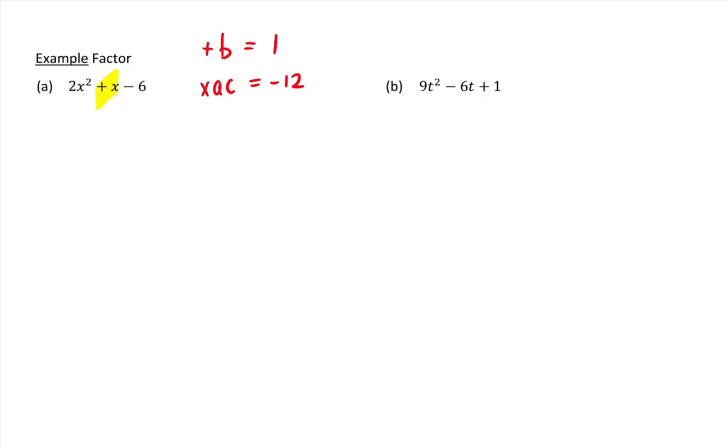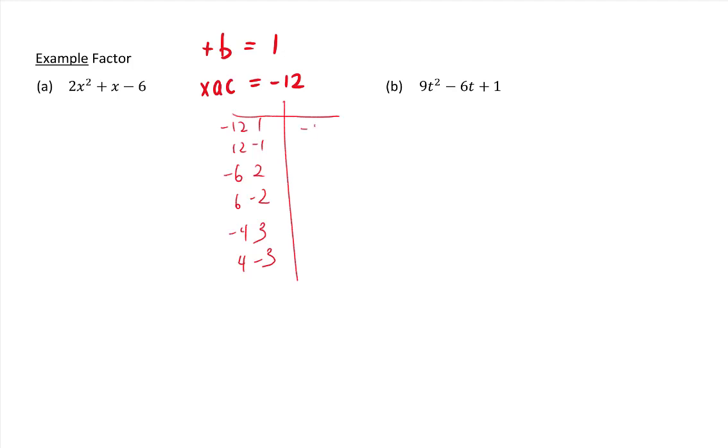So here's our b value. That's 1, because there's 1x. And here's a and here's c. So 2 times negative 6, and that's negative 12. So next we've got to look at factors of negative 12. So factors of negative 12 are negative 12 and 1, 12 and negative 1, negative 6 and 2, 6 and negative 2, negative 4 and 3, and then 4 and negative 3.